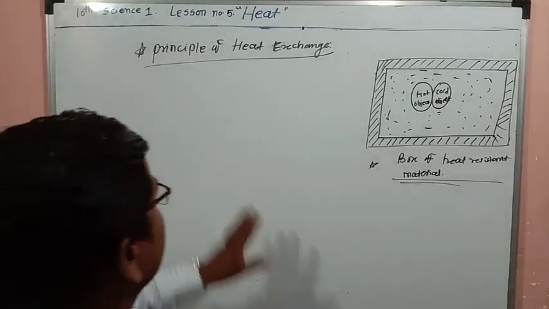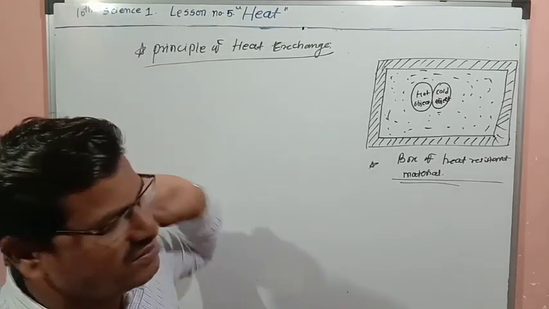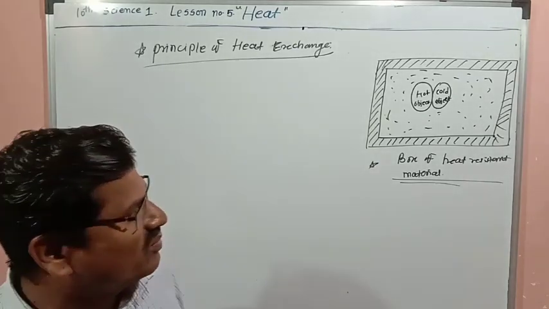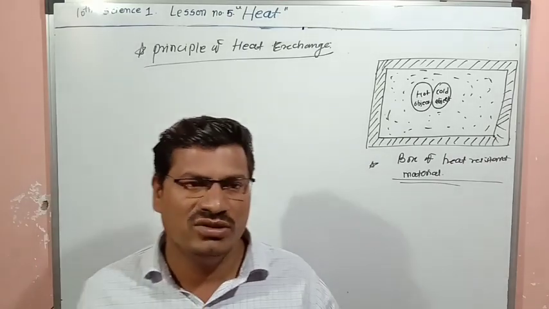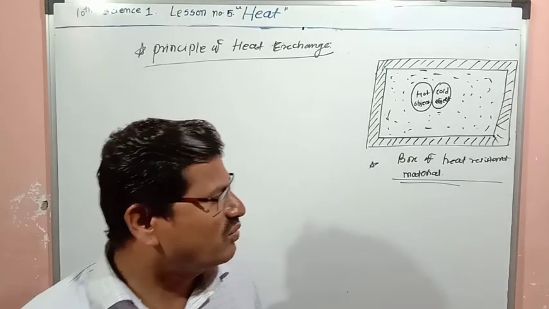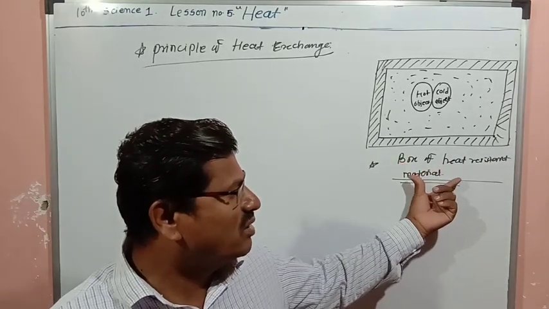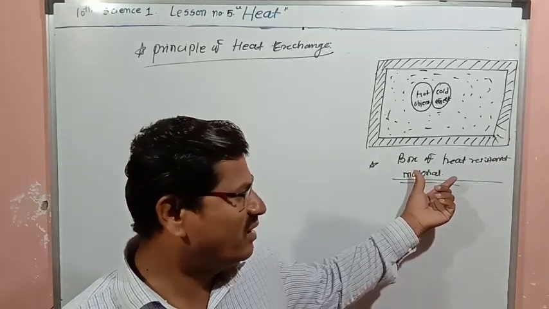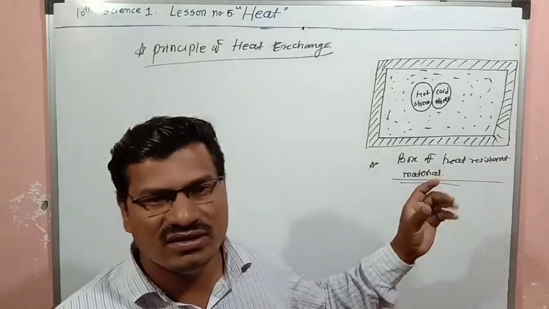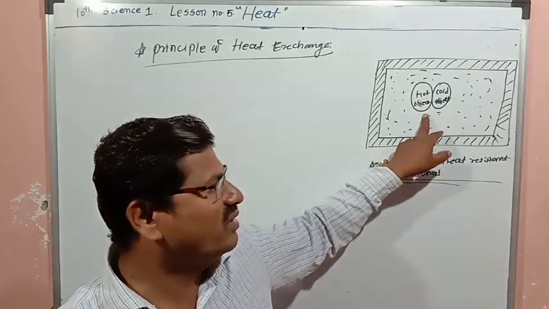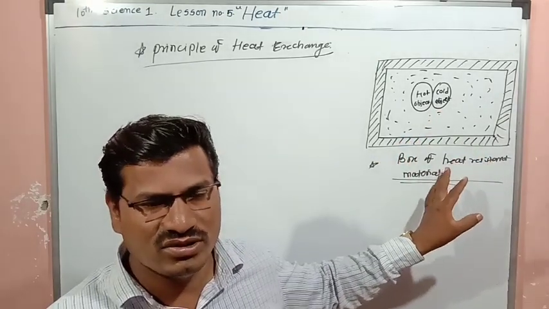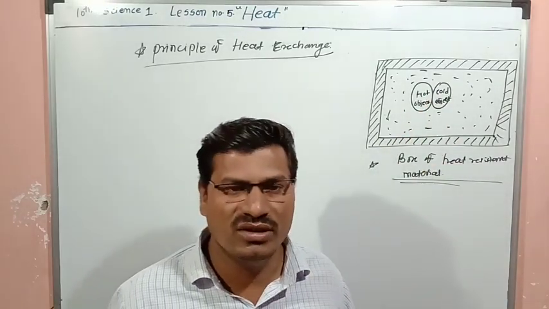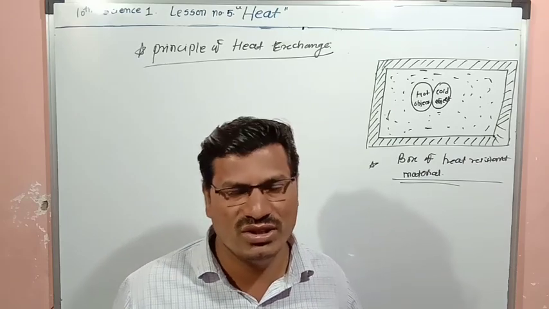So next point is the principle of heat exchange. In the principle of heat exchange, there is one short activity. In that, you have to take a thermally isolated box, or you can call it a heat resistant box. You have to take a heat resistant material box, and in that you have to take a hot object and a cold object.